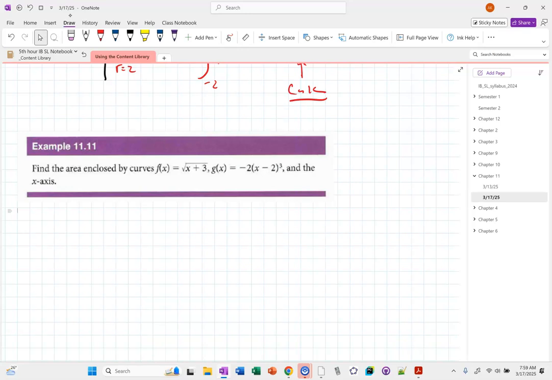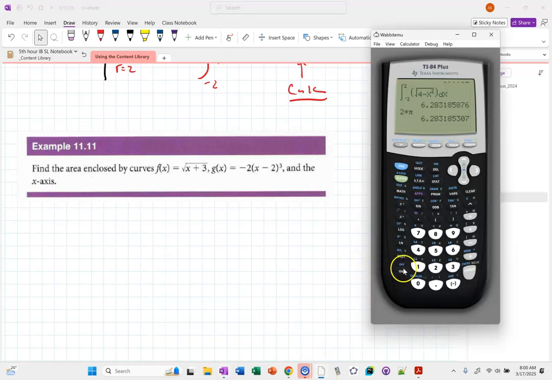Find the area enclosed by the curves f of x equals square root of x plus 3, g of x equals negative 2x times the quantity x minus 2 cubed, and the x-axis. Oh no! How are we going to do that? Well, I would want to start by looking at a picture.